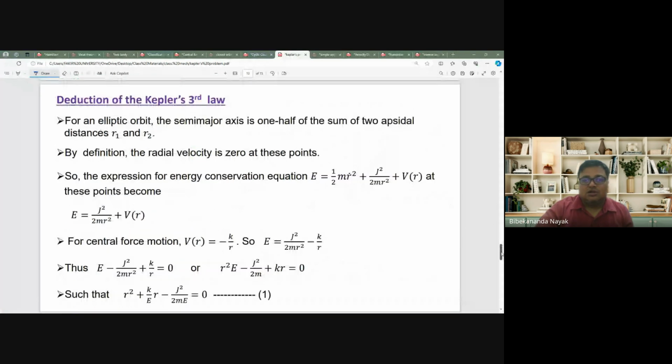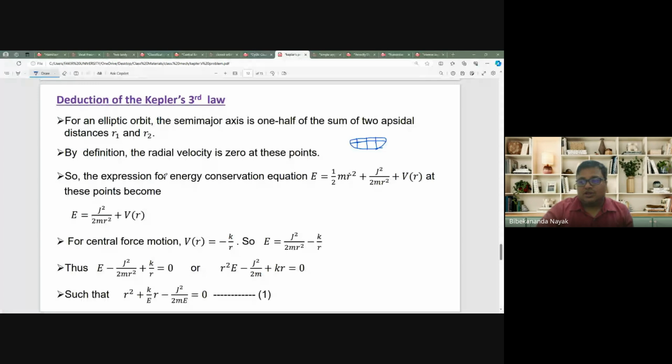Third law. For an elliptic orbit, the semi-major axis is one half of the sum of the two apsidal distances r1 and r2. For the ellipse case, this is r1, this is r2. So if you add r1 plus r2, it will be this, and its half will be the semi-major axis. By definition, the radial velocity is 0 at these points. At r1 and r2, where it touches, the total energy becomes potential and the kinetic energy term is 0. r dot is 0 at the turning point, obviously.